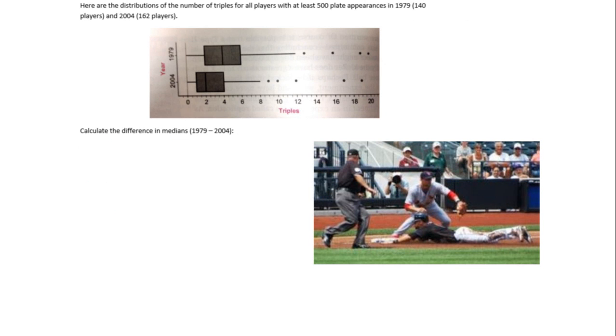So here are the distributions of the number of triples for all players with at least 500 plate appearances in 1979 and 2004. Calculate the difference in medians. Well, the median for 1979 is 4, and in 2004 it's 2, so our difference is 2, and that will be our test statistic. So they did 1,000 trials of the simulation and found only one that had a difference of at least 2. So our p-value is 1 out of 1,000. Again, always make sure you're putting it out of the correct number of trials, which is 0.001 or 0.1%.